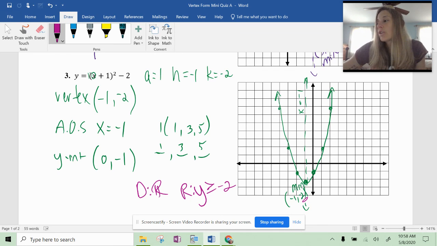And that pretty much concludes graphing in the vertex form. So we've done, reviewing all that. We've hit all the different components of graphing in vertex form over the last several lessons. And you will have a little quiz on that tomorrow.